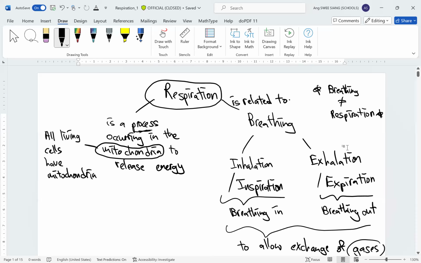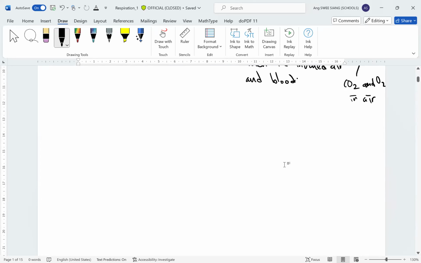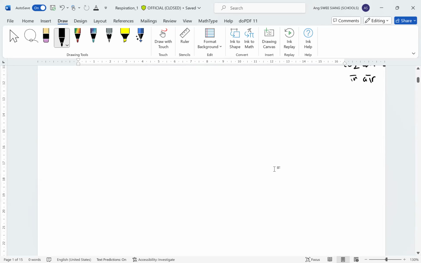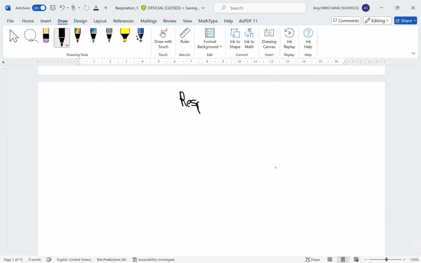Just now, one of you already mentioned one of them. So let's look at them more in detail. Respiration. So there are two types of respiration. One is called aerobic. One is anaerobic. Okay?